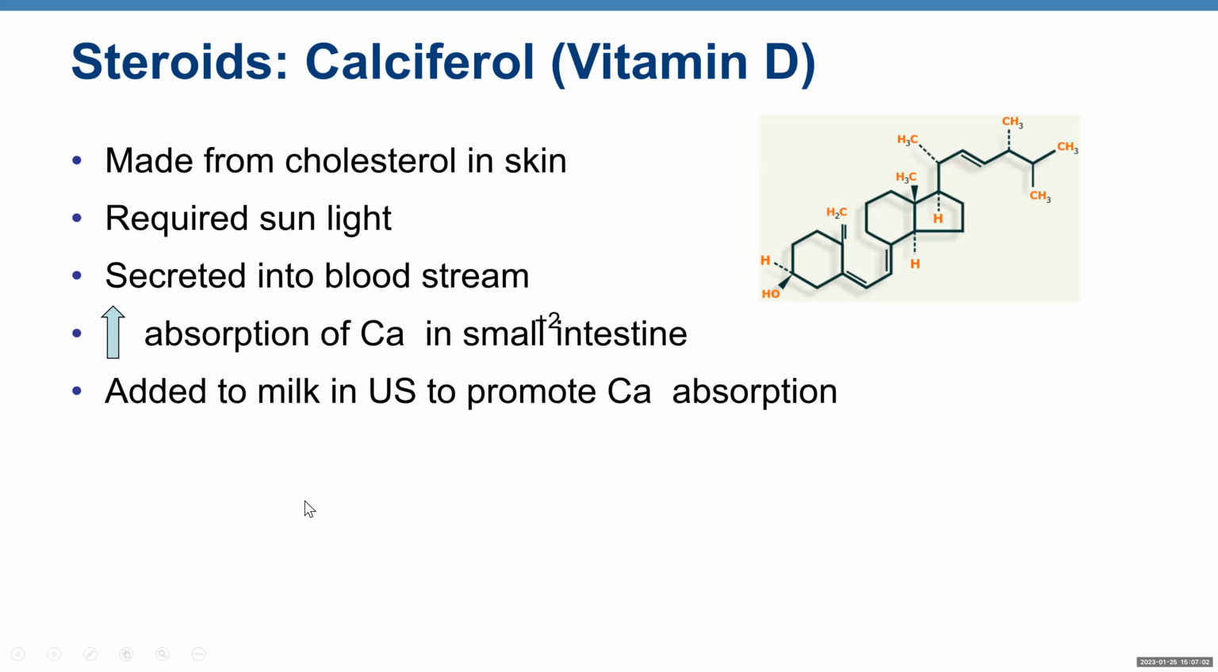Okay, so we continue talking about lipids, steroids, and this example is vitamin D, calciferol. It's made from cholesterol in skin and requires sunlight for that, is secreted into the bloodstream, and vitamin D increases absorption of calcium in the small intestine. What is this number 2? Oh, that's supposed to be next to calcium. And vitamin D is added to milk in the US to promote calcium absorption.